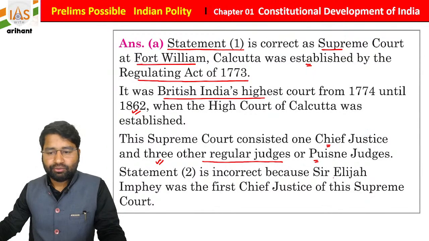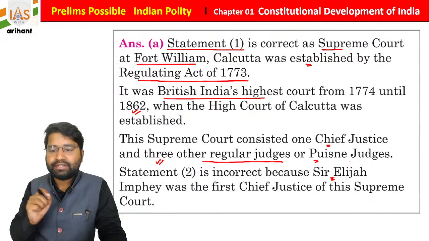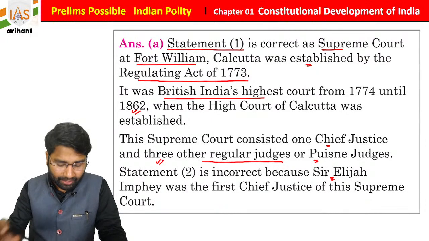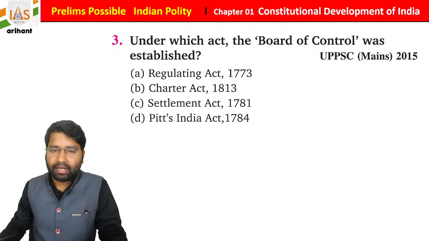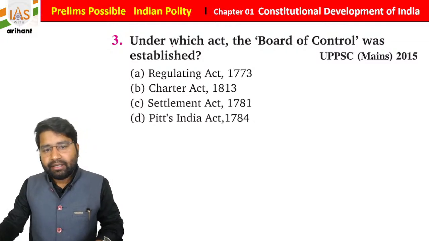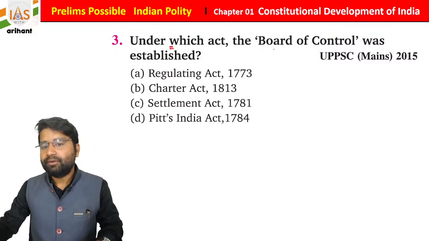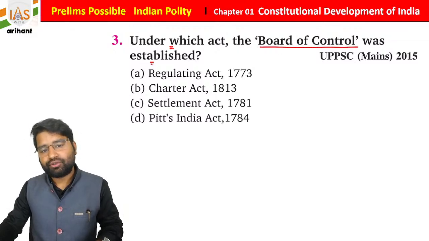Okay, and students, what you see, I already told you, Elijah Impey was the first Chief Justice of the Supreme Court of Calcutta. I hope you all are able to connect it. Now we are moving towards another question, and this is another very, very important question for the examination. Under which act was the Board of Control established, students?